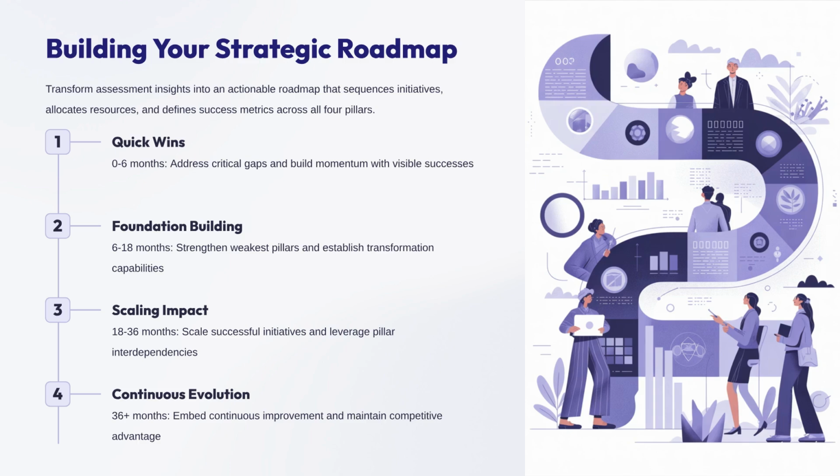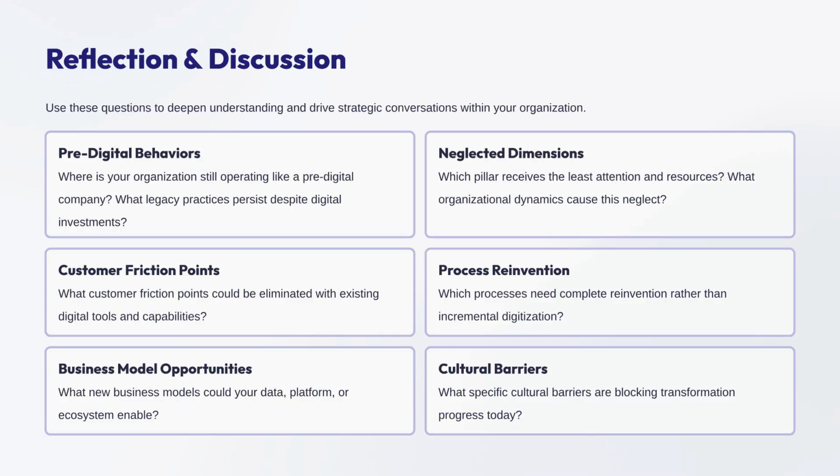Your strategic roadmap should sequence initiatives across 4 stages: quick wins, foundation building, scaling impact, and continuous evolution. This approach allocates resources and defines success metrics over time. Use these questions for reflection. Where are pre-digital behaviors persisting? Which pillar is neglected? What customer friction points can be eliminated? And what cultural barriers are blocking progress today?